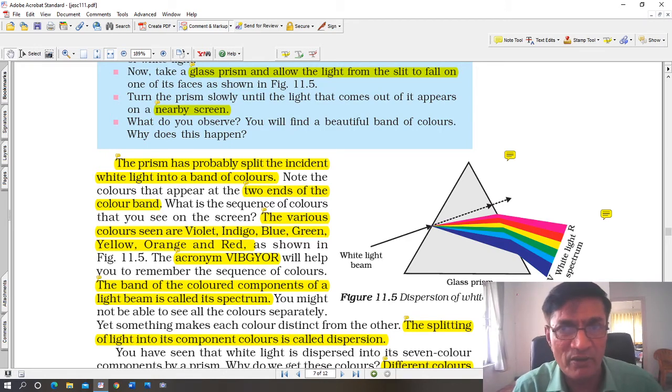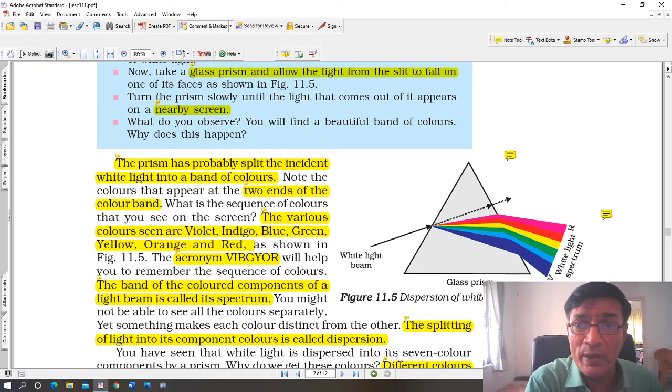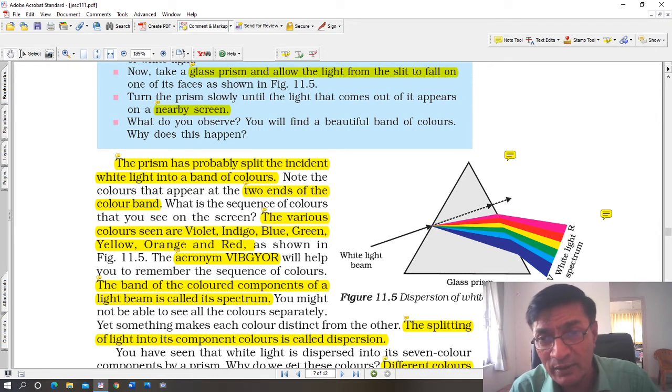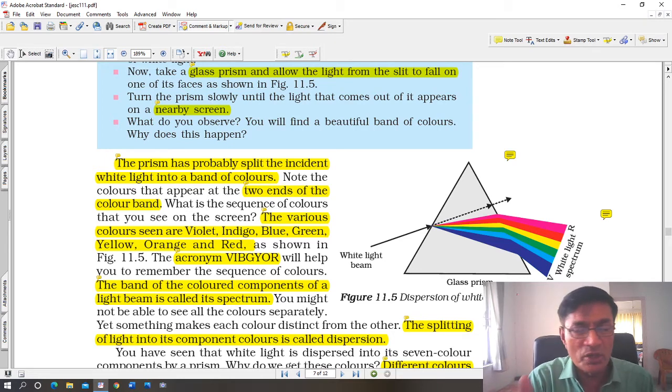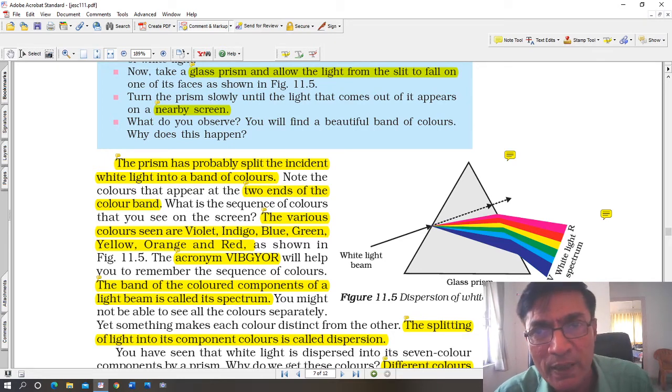The electromagnetic spectrum is different. I don't want to discuss it, because the electromagnetic spectrum consists of microwaves and radio waves and infrared waves and ultraviolet rays and all that. That is the electromagnetic spectrum. It's beyond the scope of this book. Right now we just talk about the spectrum of visible white light, which is split into its component colors. So this is simply the spectrum of white light.